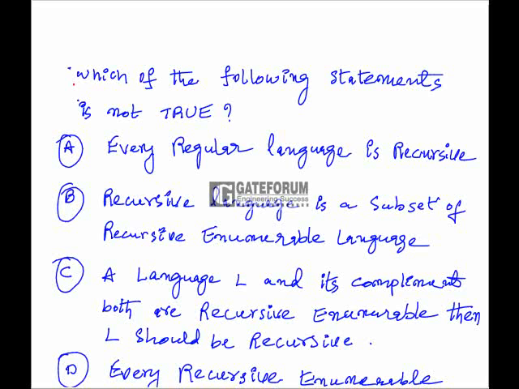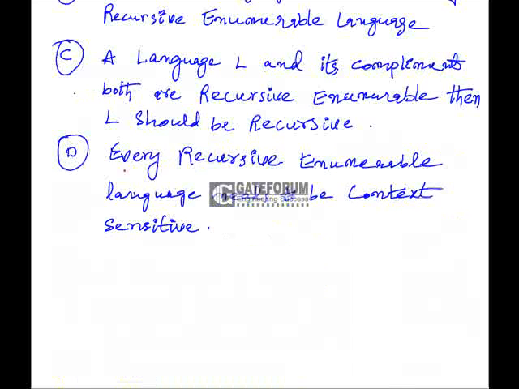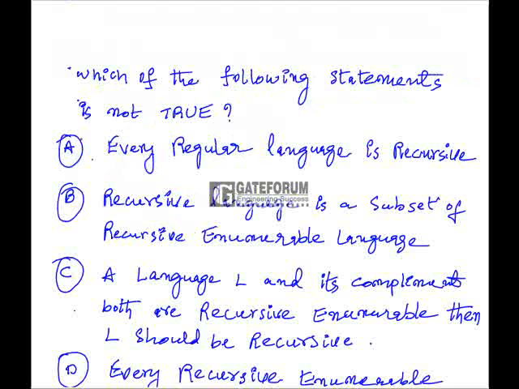Which of the following statements is not true? Option A, every regular language is recursive. Option B, recursive language is a subset of recursive enumerable language. Option C, if a language L and its complement both are recursive enumerable, then L should be recursive. Option D, every recursive enumerable language need to be context sensitive. So option A, every regular language is a recursive language, is true. We need to find out a statement which is not true.